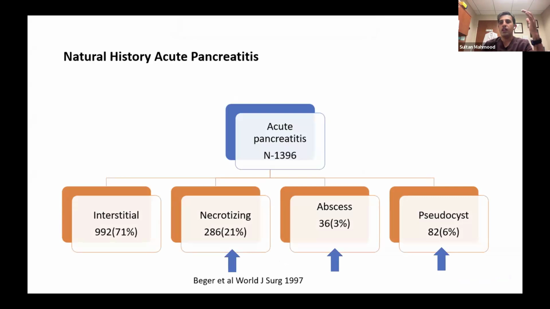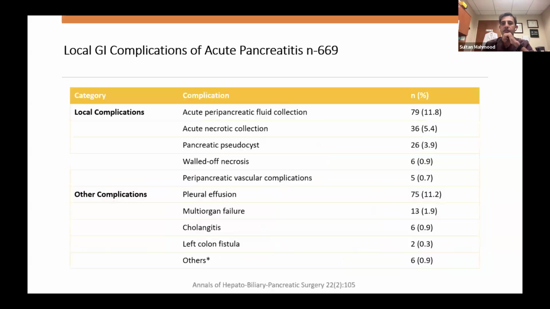This is an older study looking at the overall prevalence and the natural history of acute pancreatitis, but I think this also holds true today as well. When you see the patients coming in with acute pancreatitis, most of them will present with interstitial pancreatitis, which is going to be more than 2/3 of the patients, and less than 1/3 of the patients will have necrotizing pancreatitis, and less than 5% of the patients will go on to develop complications like an abscess or a pseudocyst. That's the natural history that we would expect in anybody coming in with pancreatitis.